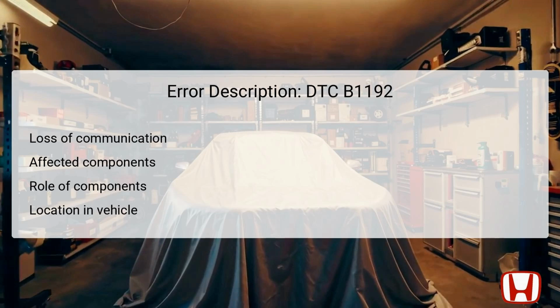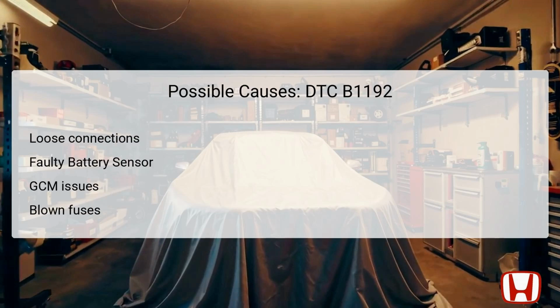This communication line is vital for the gauge panel to display accurate battery status, which is crucial for vehicle operation. The failure to communicate can inhibit the driver's ability to receive important alerts regarding battery health, leading to potential breakdowns if not addressed. Several potential causes for the DTC B1192 include poor or loose connections between the battery sensor and the Gauge Control Module. This type of electrical fault can disrupt the communication necessary for the systems to properly relay information. Another possible cause is a malfunction or failure in the battery sensor itself, which may prevent it from accurately capturing or sending the battery information.